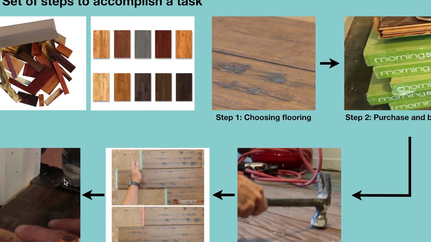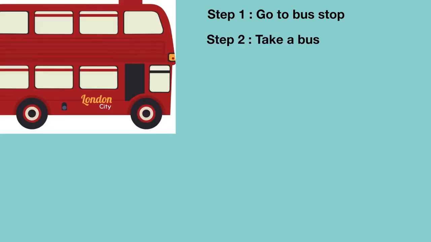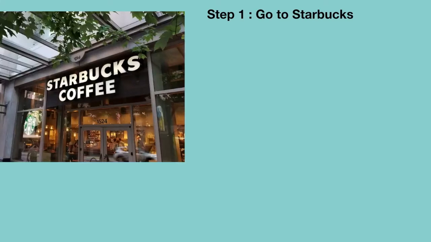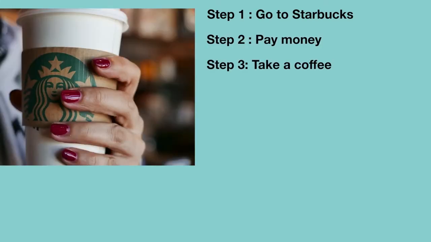Every day during our daily lives, we use algorithms to execute our duties. You might have an algorithm for getting from home to work. First you need to go to the bus stop, then take the bus, then go to the office. Or for buying a coffee from Starbucks, you need to go to Starbucks, pay for the coffee and get the coffee. The tasks that we perform during the day are all algorithms.